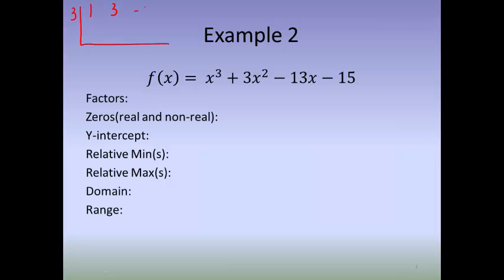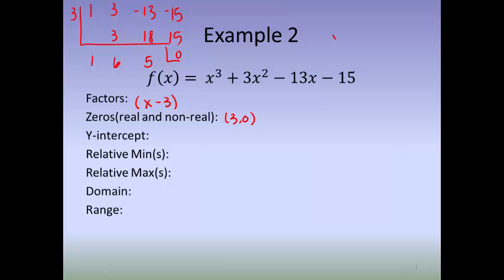1, 3, negative 13, negative 15. And if I'm right, and this does turn out to be the right place, which it does look like it, 3 was one of my zeros. So I already know one of my zeros, which means I actually know one of my factors to be x minus 3, right? Because they go together.